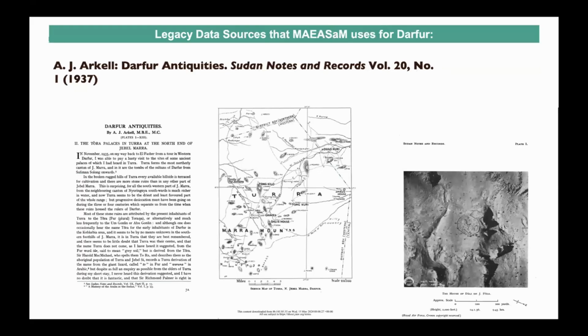So this is an example of one of the sources we used with the MySAM project. It's archival work in Darfur, and it was published in Sudan Notes and Records. So as you can see, this map was georeferenced using GIS, and all the sites he visited or marked were documented. And he also shared some photos of the enclosures he had visited there.